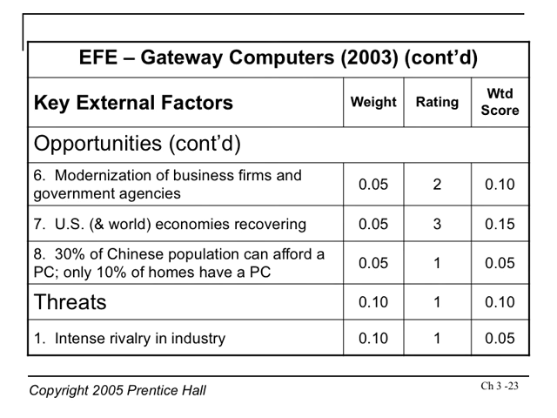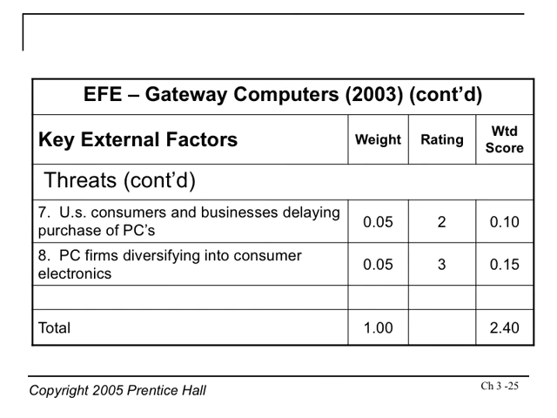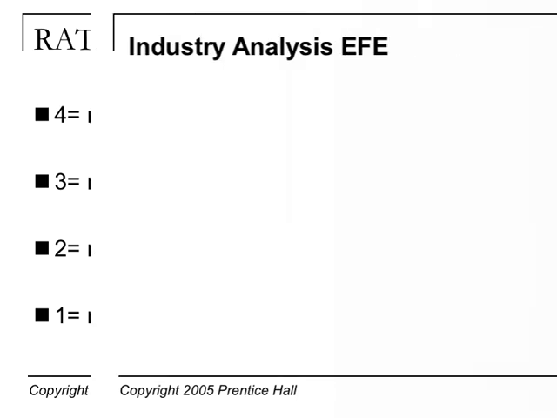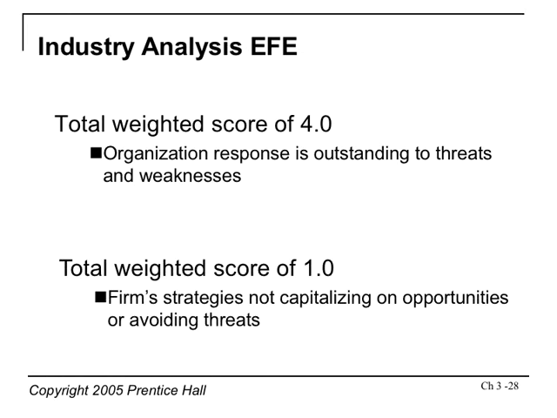And the last thing you look at would be the total weighted score, which is 2.4. So it says a total weighted score of 4 means the organization's response is outstanding to opportunities and threats. And a total weighted score of 1 means the firm's strategies are not capitalizing on opportunities or avoiding threats.